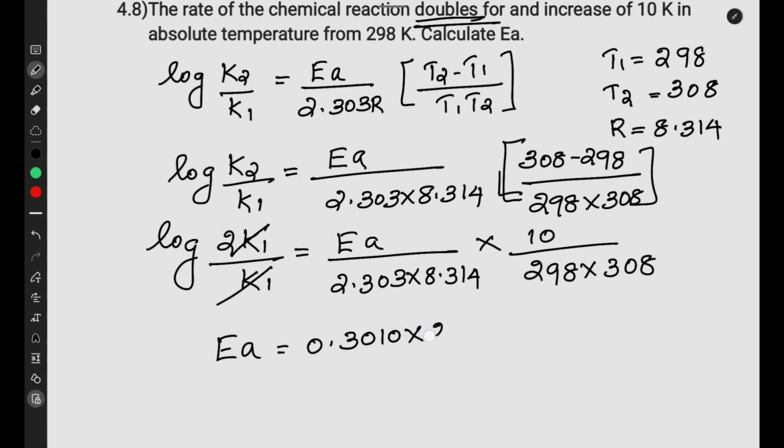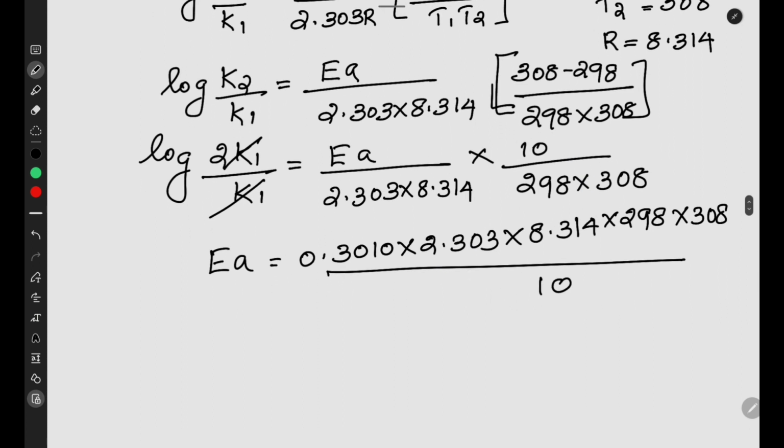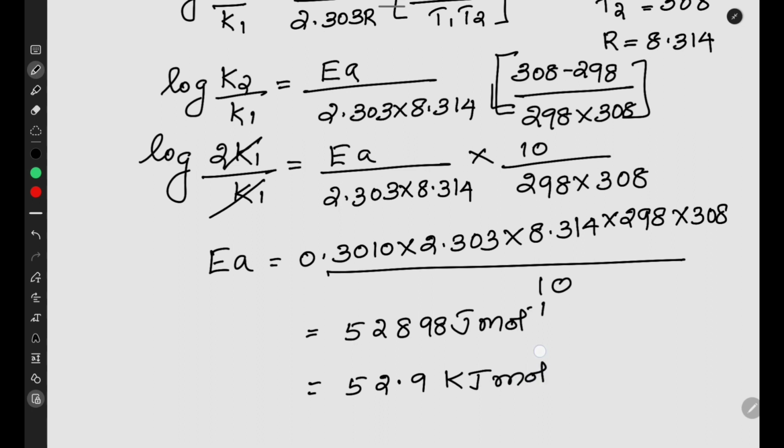Now we can write Ea is equal to 0.3010 into 2.303 into 8.314 into 298 into 308 by 10. So when we simplify this, we will get 52898 joule per mole. So we can convert into kilojoule, that is 52.898. We can write it as 52.9 kilojoule per mole.